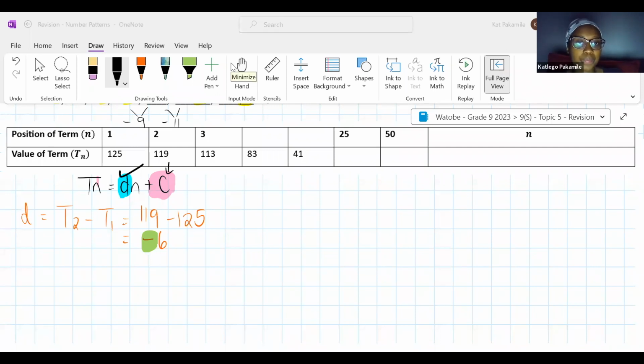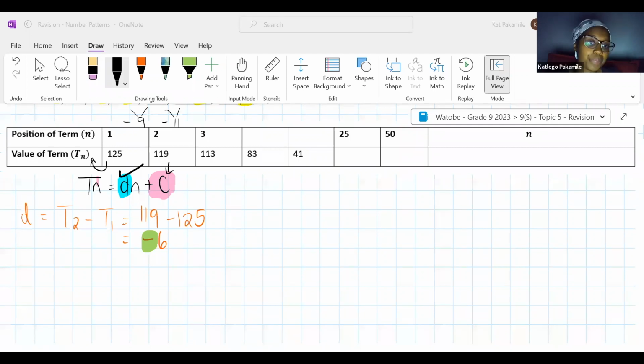Hi, Miss. You remember how to get C? I think so, Miss. Didn't you say you minus the first term and the second term? That would be D. We already found D. Now we want this one. I said C would be T0. So if there was a term before this one, how much would that be?